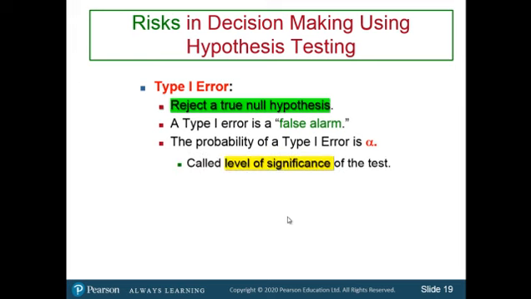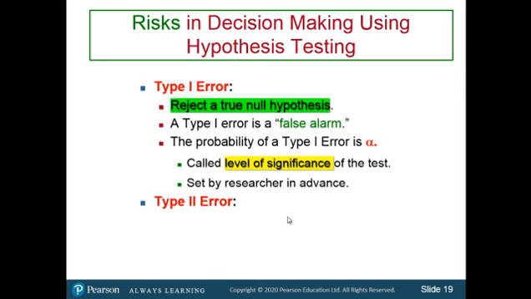Alpha is also called the level of significance of the test. So alpha represents the level of significance of the test and also represents type 1 error. Alpha is set by the researcher in advance. Usually we use a small alpha such as 0.05, 0.01, or 0.1. 0.05 represents 5% error, 0.01 represents 1% error, and 0.1 represents 10% error.